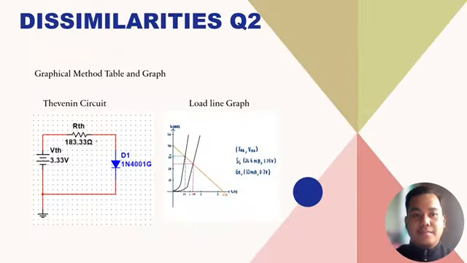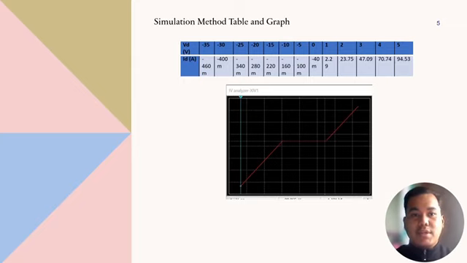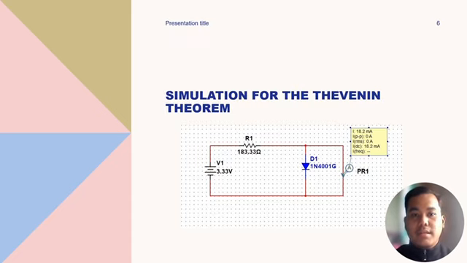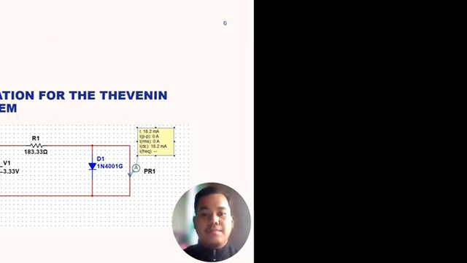For question 2, the dissimilarity for the graphical method is the same as question 1 to find the IV characteristics, but the voltage source is 20 volts. The value using the graphical method is unacceptable compared to using the simulation method. For the simulation, we can get the same value of ID and VD, but making the load line is very difficult. This is the simplified circuit using the Thevenin theorem, using the simulation method. We can find the ID and VD by using the ammeter and voltmeter.